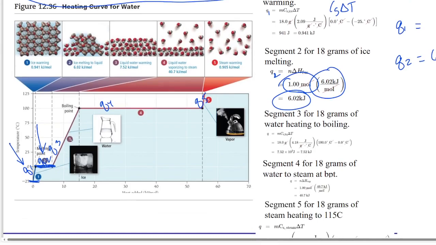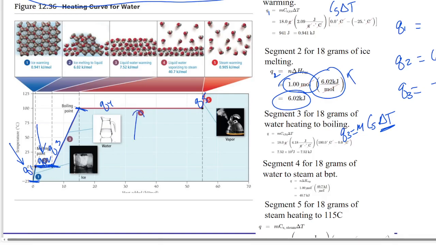Segment 3 is heating the water from 0 degrees C to 100 degrees C. Whenever we have a temperature change, we're governed by the m C sub s delta T equation, because we have a delta T. Notice when we're melting the ice, we don't have a delta T. So Q3 is equal to m, which is 18 grams, times C sub s, which is 4.18 joules per gram degree C, times the delta T for this process, 100 minus 0. So our Q3 is equal to 7.52 kilojoules.